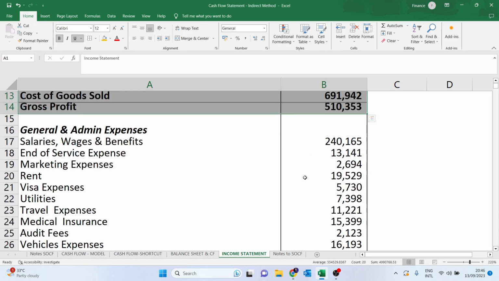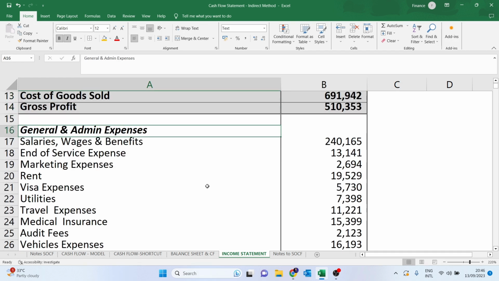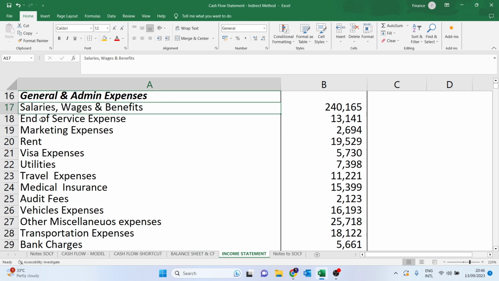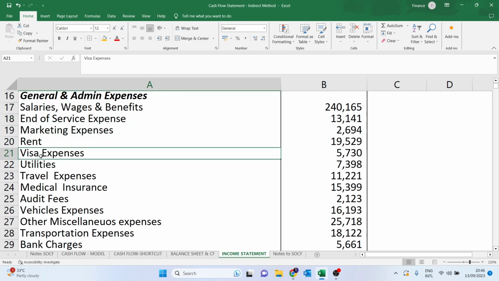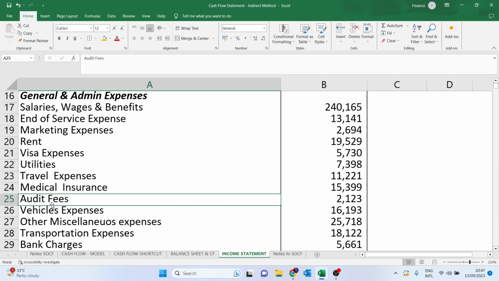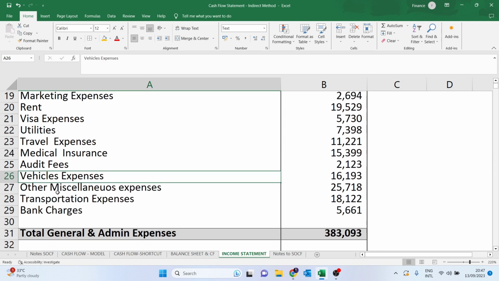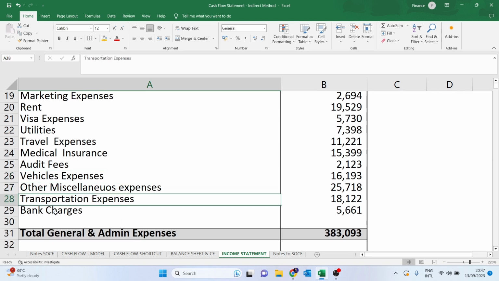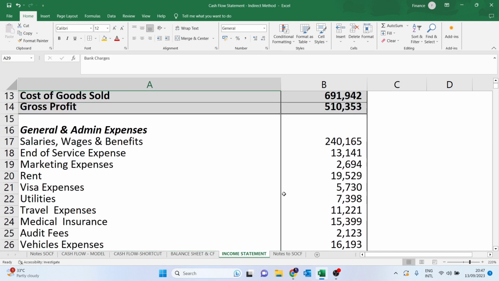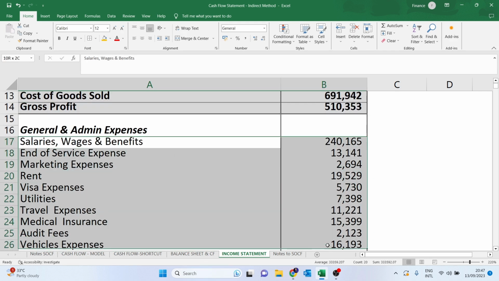And in the second part also, you just check these are the general and admin expenses: salaries, end of service, marketing, rent, visa, utilities, travel expense, medical, audit fee, vehicle expense, other miscellaneous expense, transportation, bank charges. Also, you make sure there are no unusual transactions. What is called unusual transactions? If it is not connected to daily operations, the business operations transaction, that is called unusual.